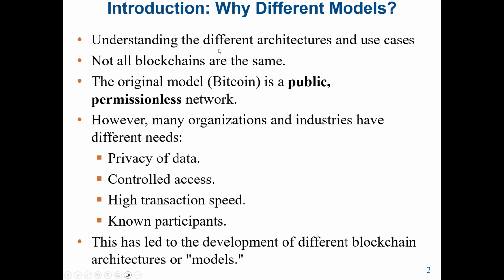So again, understanding the different architecture and the use case. Also, not all blockchains are the same. As we said, this will be the main reason why we have different models. Here, many organizations and industries have different needs. As we said earlier, the three major categories will be accessibility, control or governance, and also data privacy.